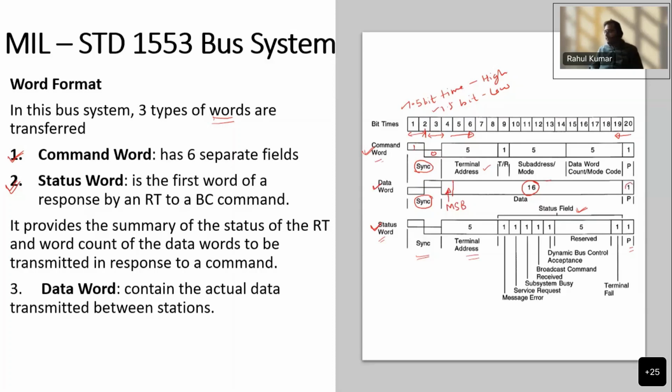And this parity bit, okay, this P, it stands for parity. Okay, so if you look at all the words, command word, data word and status word, the parity bit is always high or 1. Okay, and it is used as an indicator if any errors occur during the transmission.